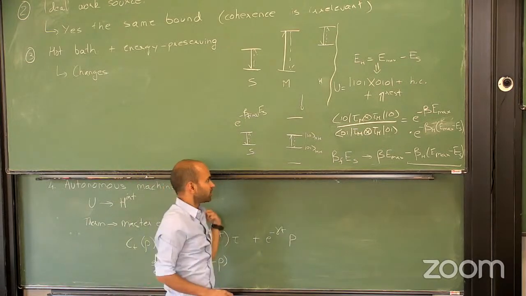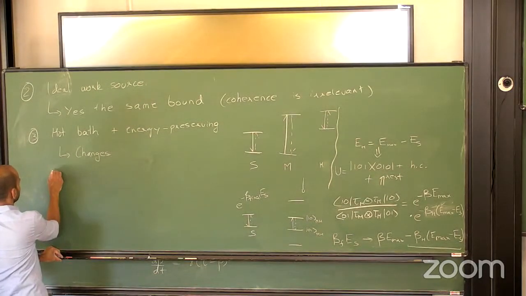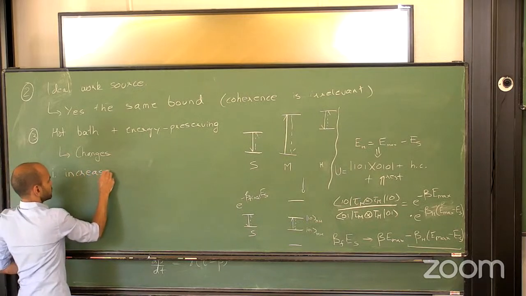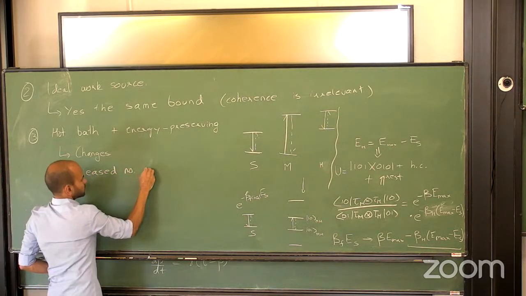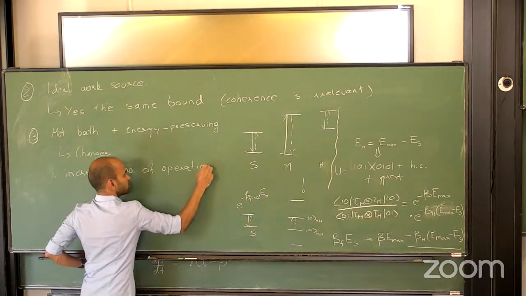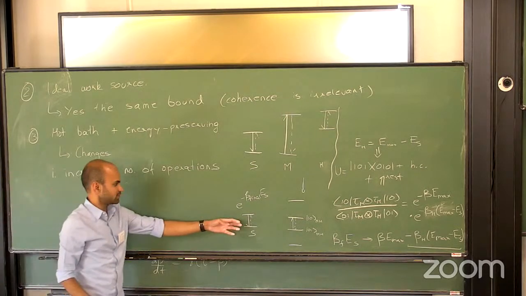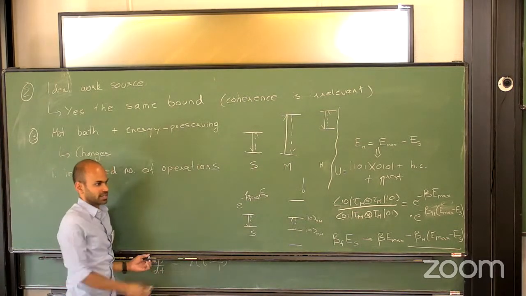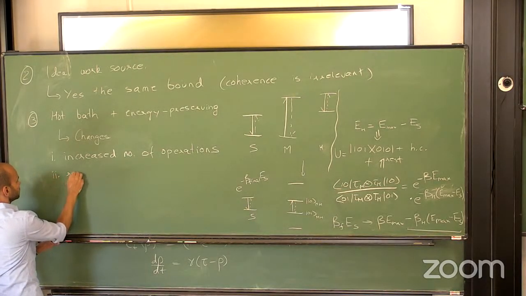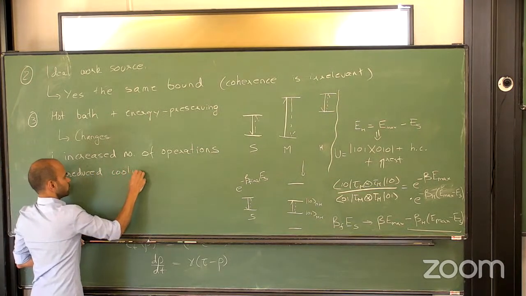So the two things that you end up with here are that you have an increased number of operations, or time, if you take the number of operations to correspond to the time of the thermodynamic protocol, because you have to repeat the step that was a single time in the coherent case many times here, and you also have a reduced cooling bound.